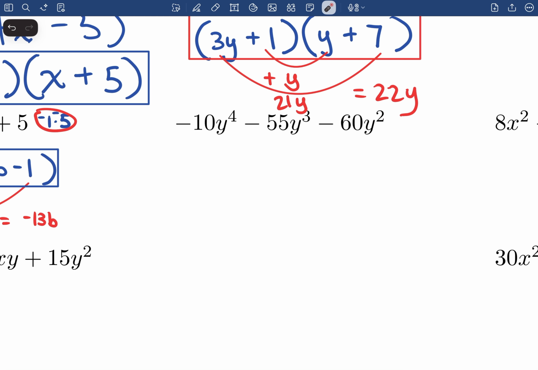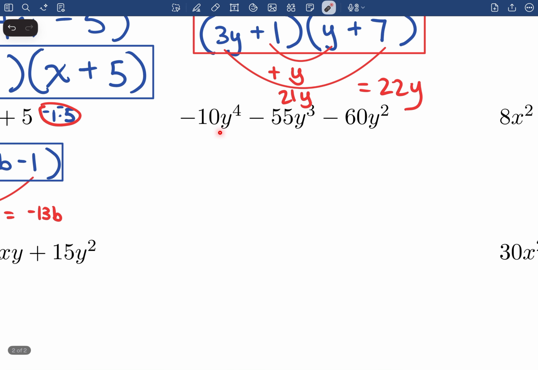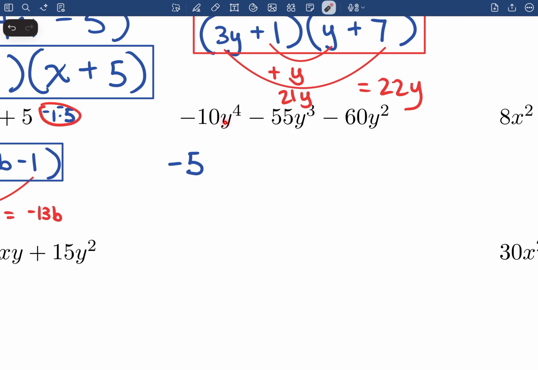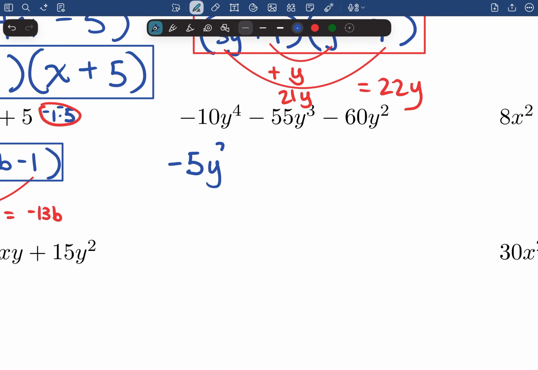Great. Next, I ask myself, is there a GCF? And I look at the values, -10, -55, and -60, and I notice that they are all multiples of 5 in the first place. But I'm also going to pull out a negative. So -5 is the GCF. But what about the GCF of the variables? So I have y to the fourth, y cubed, and y squared. Well, all of them have at least a y squared, right? So I pull out a y squared as well when I factor.